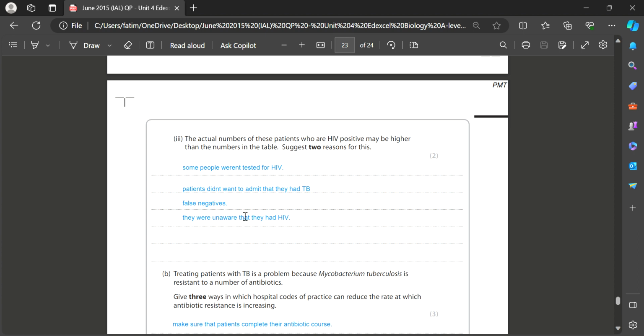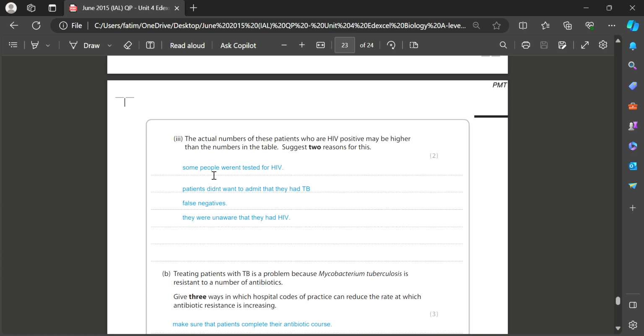So the question says that the actual number of these patients who are HIV positive may be higher than the numbers in the table. Why would that be? So I mentioned 4 points because just in case one of them may not be it, I have 3 other points to back it up. So I said some people weren't tested for HIV, which is a valid point.